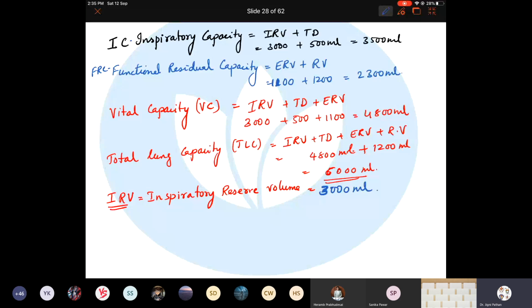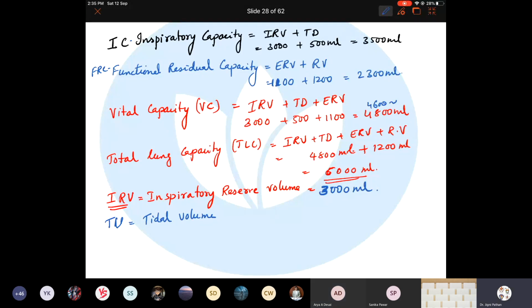Ma'am, vital capacity should be 4,600, right? Then it should be 4600 to 4800 approximately. You can consider 4600 or 4800 approximately. Numbers can change approximately; 100 or 200 ml doesn't matter.